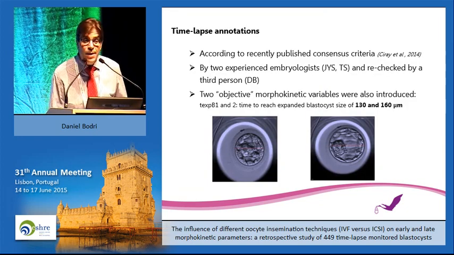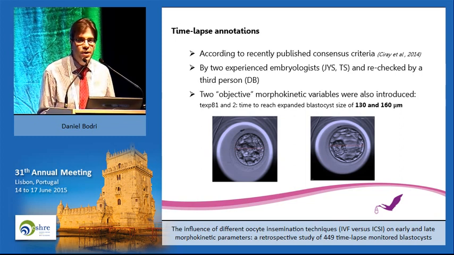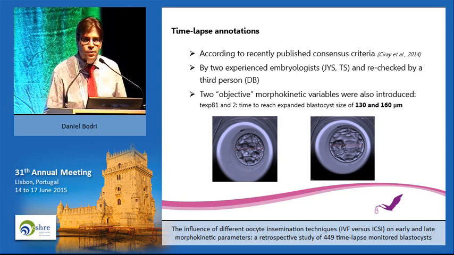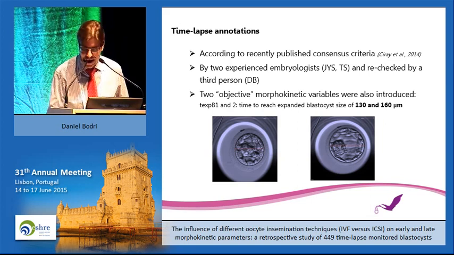A few words about time-lapse annotations in our study. We have used the consensus criteria as defined by the time-lapse user group published last year in Human Reproduction. Two of our experienced embryologists performed the annotations, and these were also rechecked by a third independent person. We have also introduced two more objective variables at the late blastocyst stage: the time when the blastocyst first reached a defined size of expansion, 130 micrometers to the left, sorry, 100 to the left, and 160 micrometers here to the right.